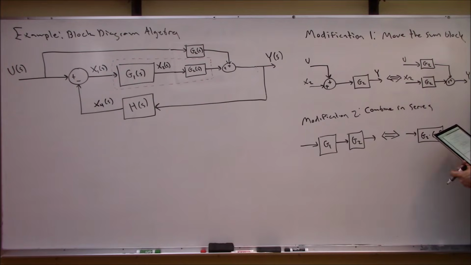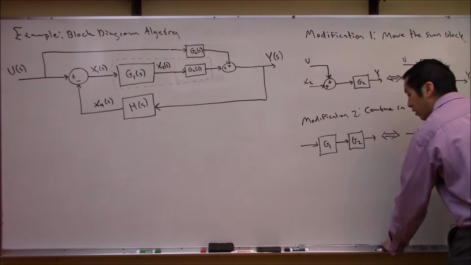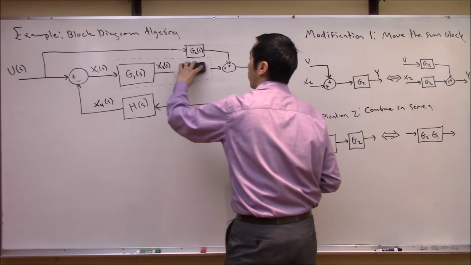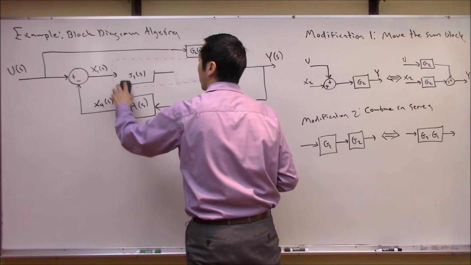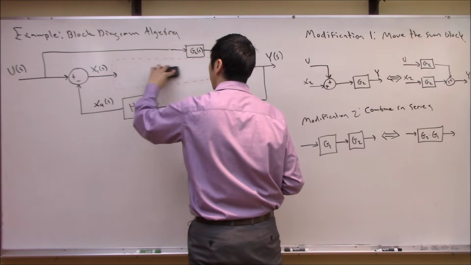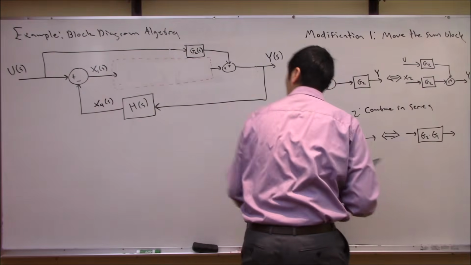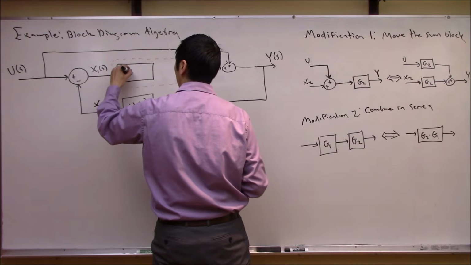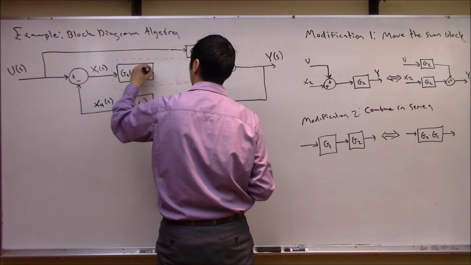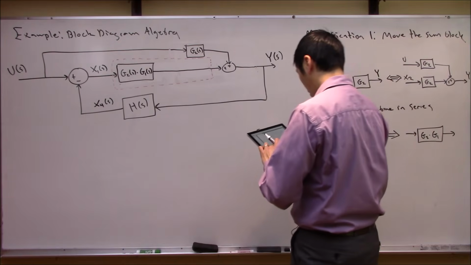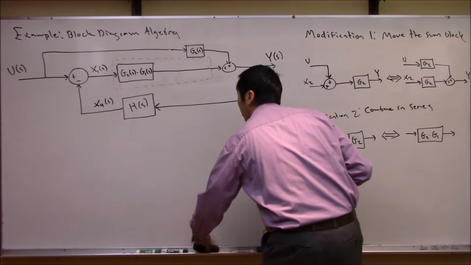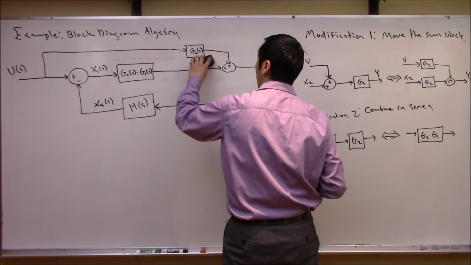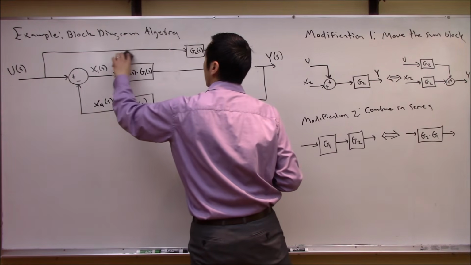And again, we're careful of the order here, right? So what that means is the second modification I can do is erase everything inside this red box, and replace it with its equivalent representation of just a single block, G2 times G1 of S. Great. Okay, so we're making progress. Perfect. All right, so now let me erase the red box because we're done. Let me erase this red line here.